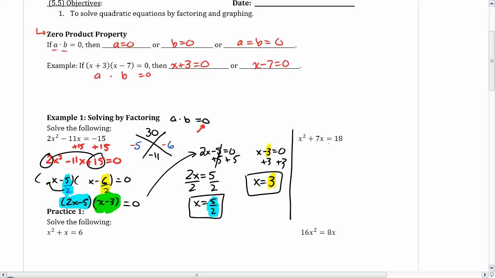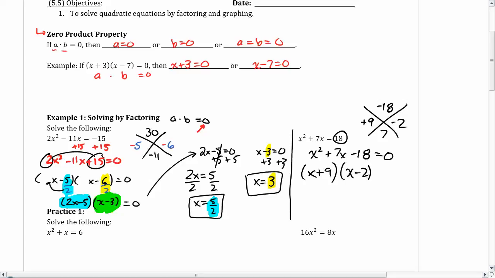Next one, x squared plus 7x equals 18. Well, we want to get rid of this 18 from the right-hand side to make it equal 0. So I'm going to subtract 18 from both sides. Okay, factor this out. Negative 18, we won't need to divide and slide, so it's a little bit easier. Positive 9 and negative 2 work. So we'll have x plus 9, that's your A, x minus 2, that's your B, equals 0.